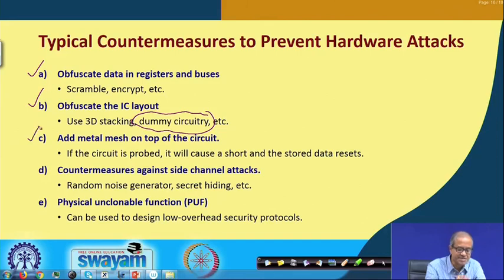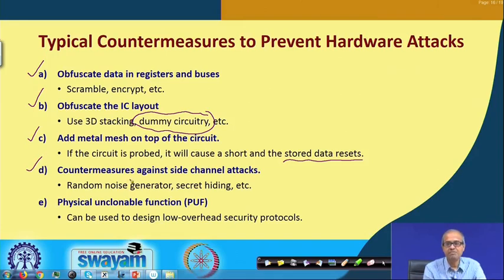The third one is interesting. We can put some kind of a metallic mesh on top of the IC, so that if some kind of a probe is tried to be put in, some kind of invasive attack is tried, there will be an immediate short circuit in that metallic mesh, and whenever there is a short circuit, all the stored data will automatically get deleted. That is how the chip is designed. So, the person who is trying to probe to get out some data, the entire purpose will get defeated. Okay?